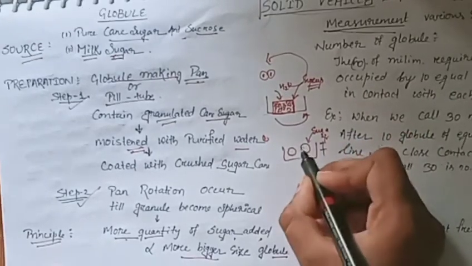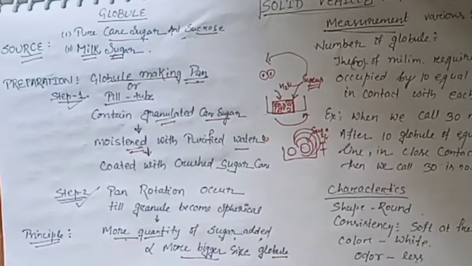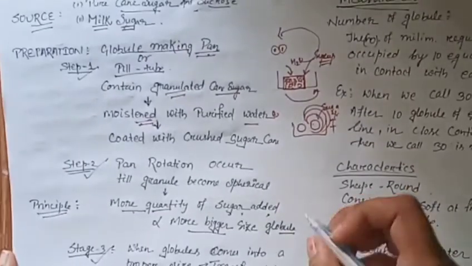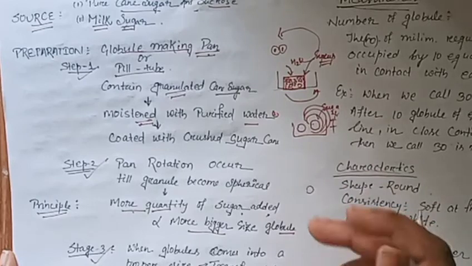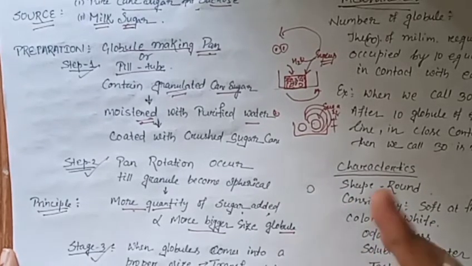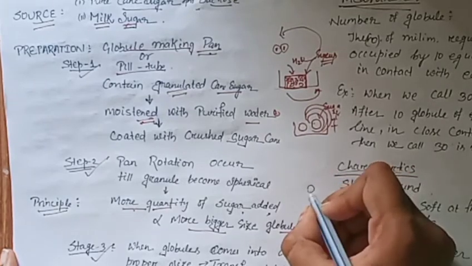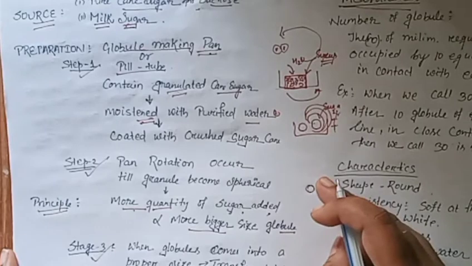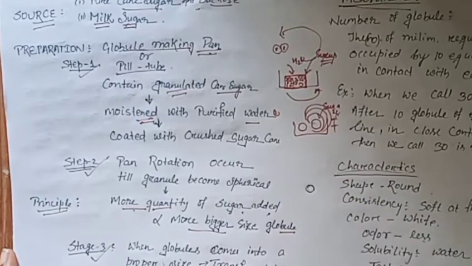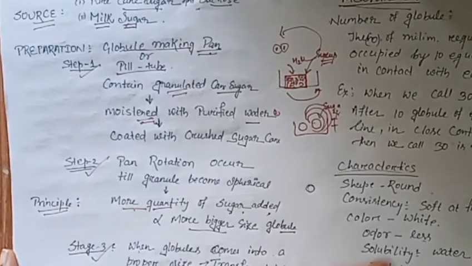Then the globule size becomes more and more, meaning the size increases. That is the thing. Then stage 3, what happened? In stage 3, when the globule is formed, we want a certain globule size when prepared. When the globules come to the proper size, we transport them into a drying chamber.